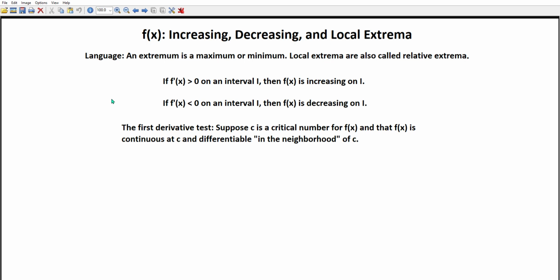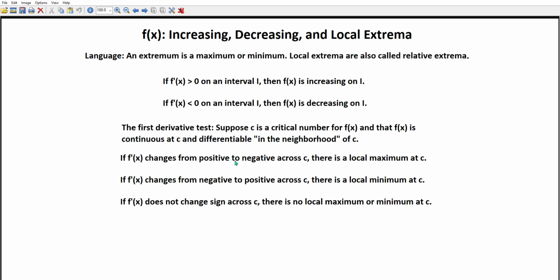And what we're going to use is something called the first derivative test. So suppose c is a critical number for f of x. And you remember that means it's a point in the domain of the function where the first derivative is 0 or the first derivative does not exist. And we'll assume that f of x is continuous at c and differentiable in the neighborhood of c. That means if you're close to c, the thing is differentiable. It may not be differentiable at c, but it is continuous there.